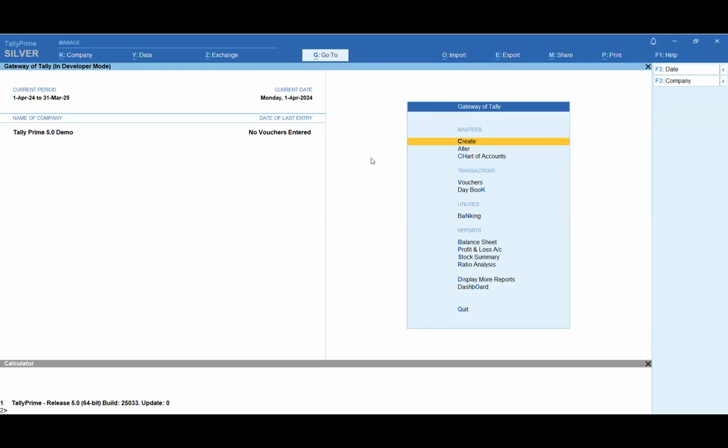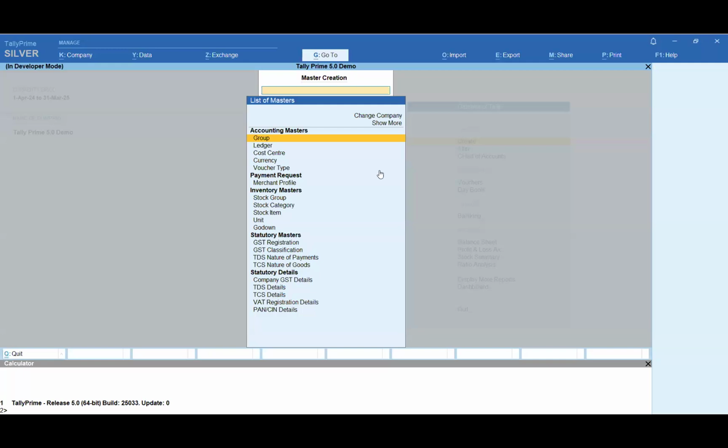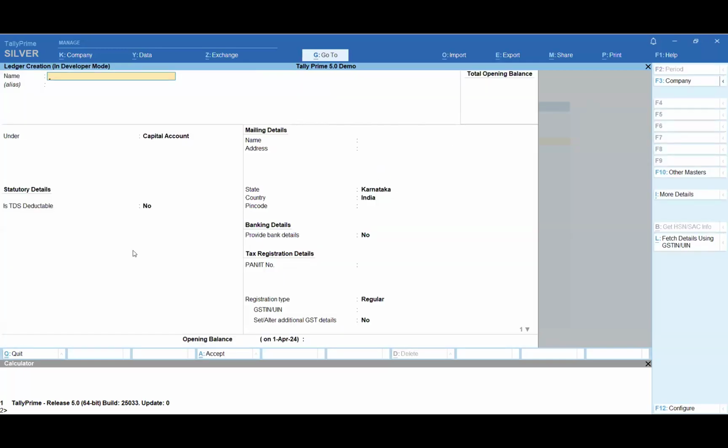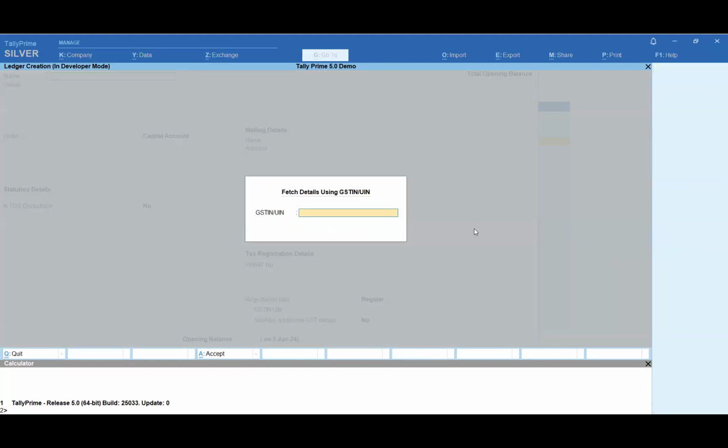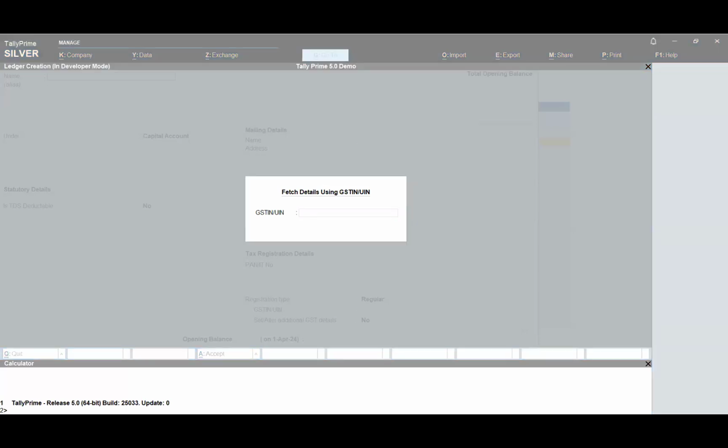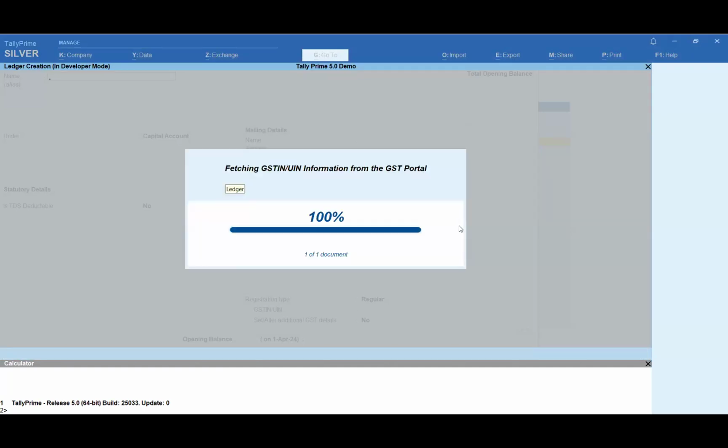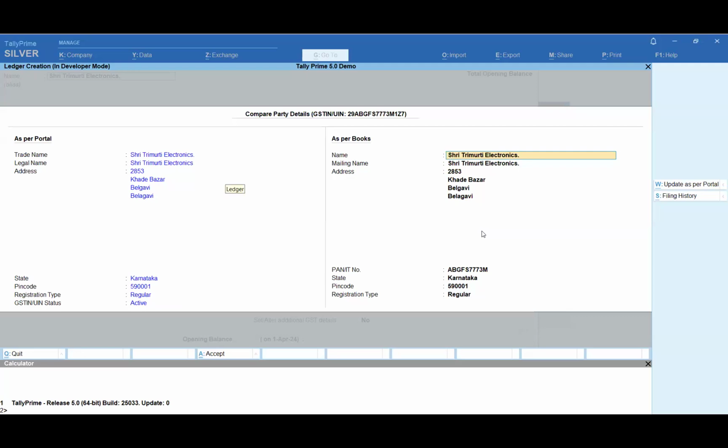First, I will show you how to create a single party using a single GSTN. Go to Create, Ledger. Then on the right side, you will get the option Fetch Details using GSTN. Just click on that and provide the GSTN here. Then press Enter. Within a fraction of a second, you will get all the details you want, like party address, PIN code, PAN, state, registration type, everything.